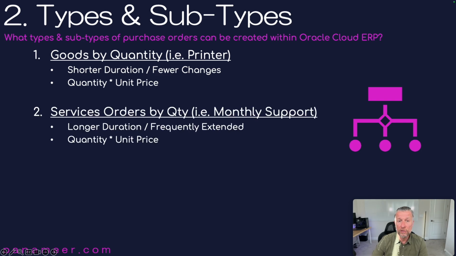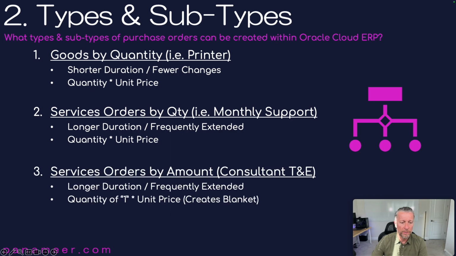You may also have service orders by quantity. So think here like monthly support services or even landscaping. This is a longer duration. Frequently these are extended, but it is again quantity times unit price.